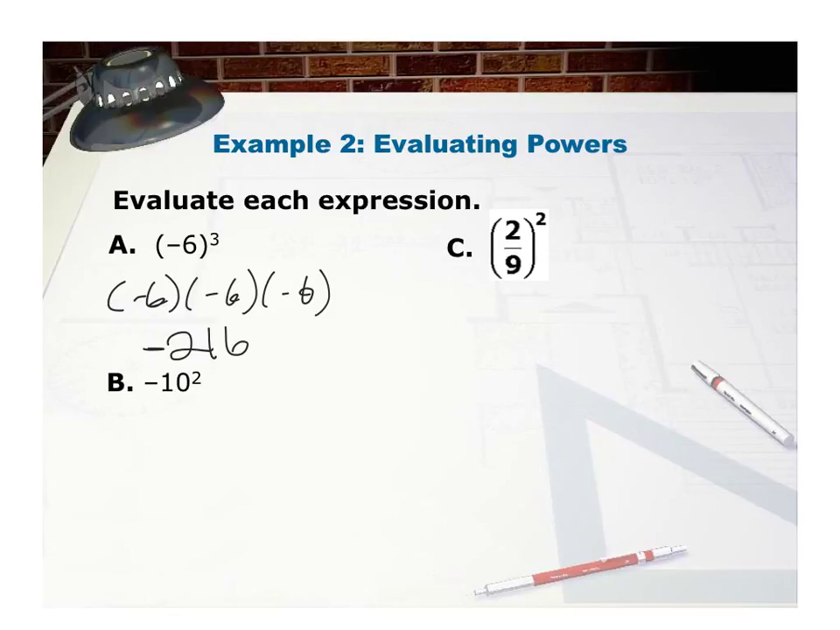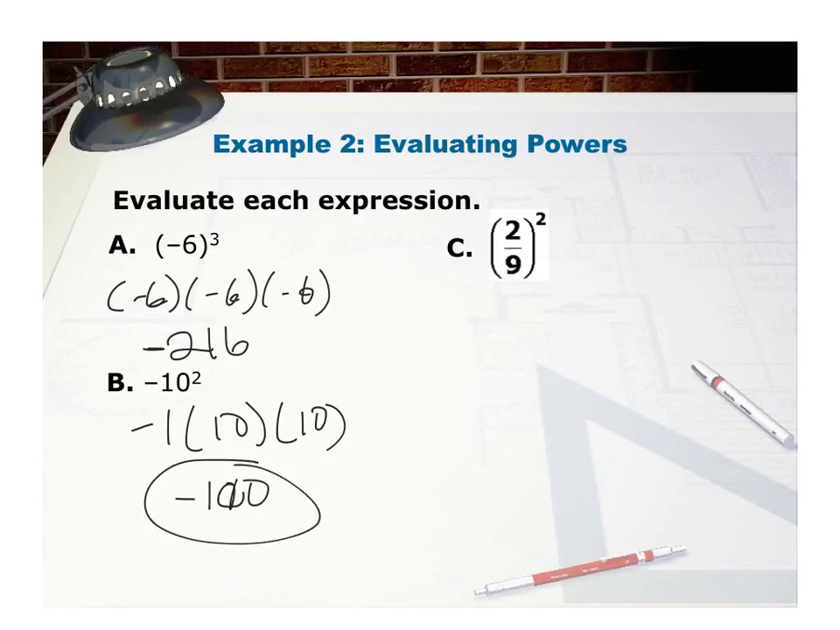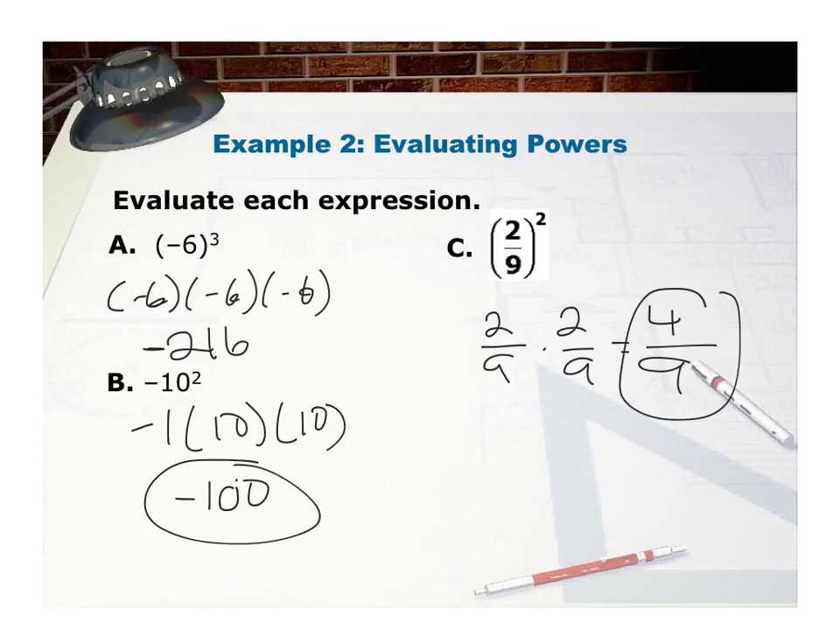Here we have negative 10 squared. Remember, that means negative 1 times 10 times 10. So I'm going to do my 10 times 10 is 100 times my negative, so my answer is negative 100. And then 2 ninths to the second power, or squared, is going to be 2 ninths times 2 ninths. Multiply straight across. An answer of 4 ninths. There's no negative, so that's our final answer.